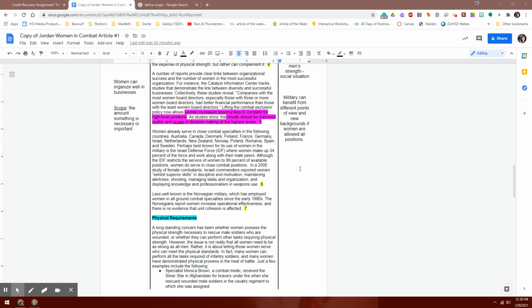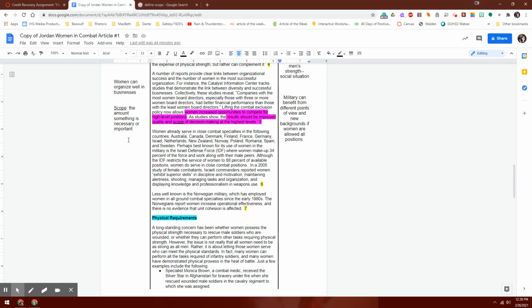In a 2005 study of female combatants, Israeli commanders reported women exhibiting superior skills in discipline and motivation, maintaining alertness, shooting, managing tasks and organization, and displaying knowledge and professionalism in weapons use. Less well known is the Norwegian military, which has employed women in all ground combat specialties since the early 1980s. The Norwegians report women increase operational effectiveness, and there is no evidence that unit cohesion is affected. So this is very interesting.